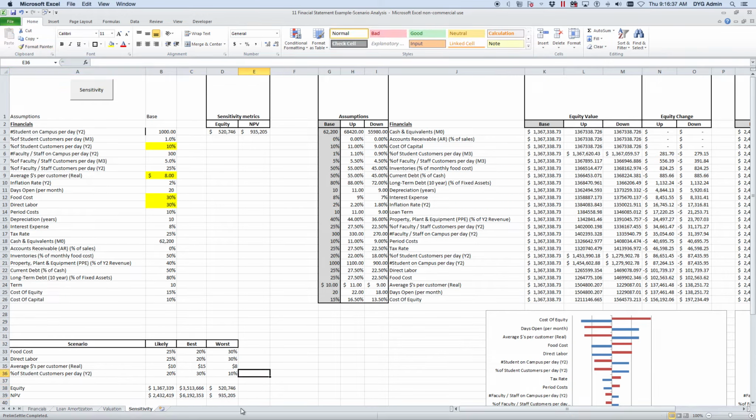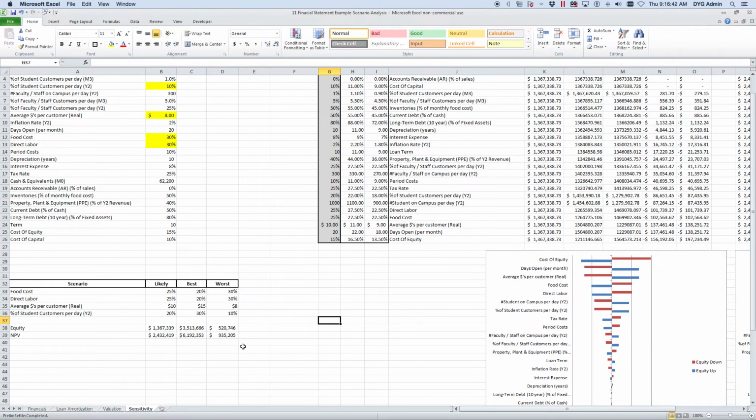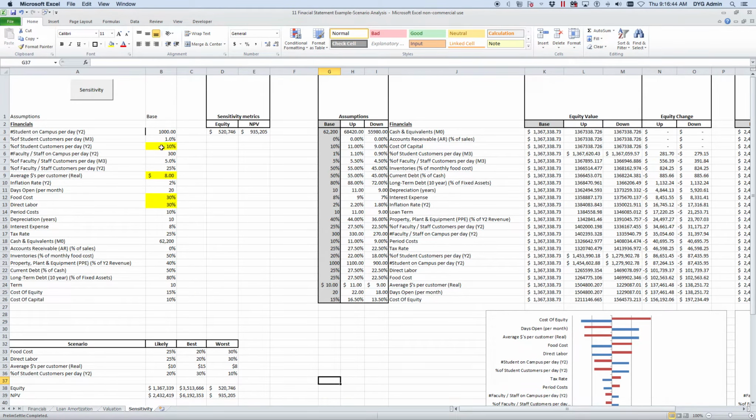Okay. Now, what I'm going to show you, and you don't have to use it, but Excel actually has a cool little scenario tool that could do all that for you. And before we do that, I'm just going to put my stuff back to my most likely case.